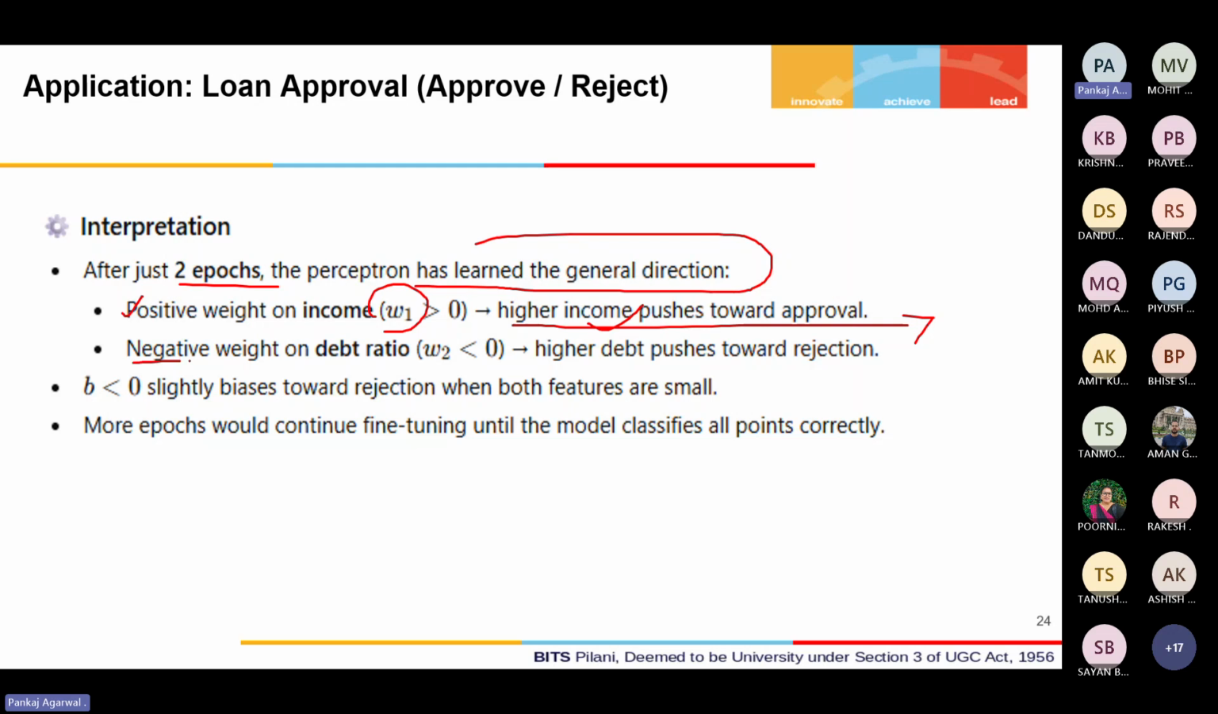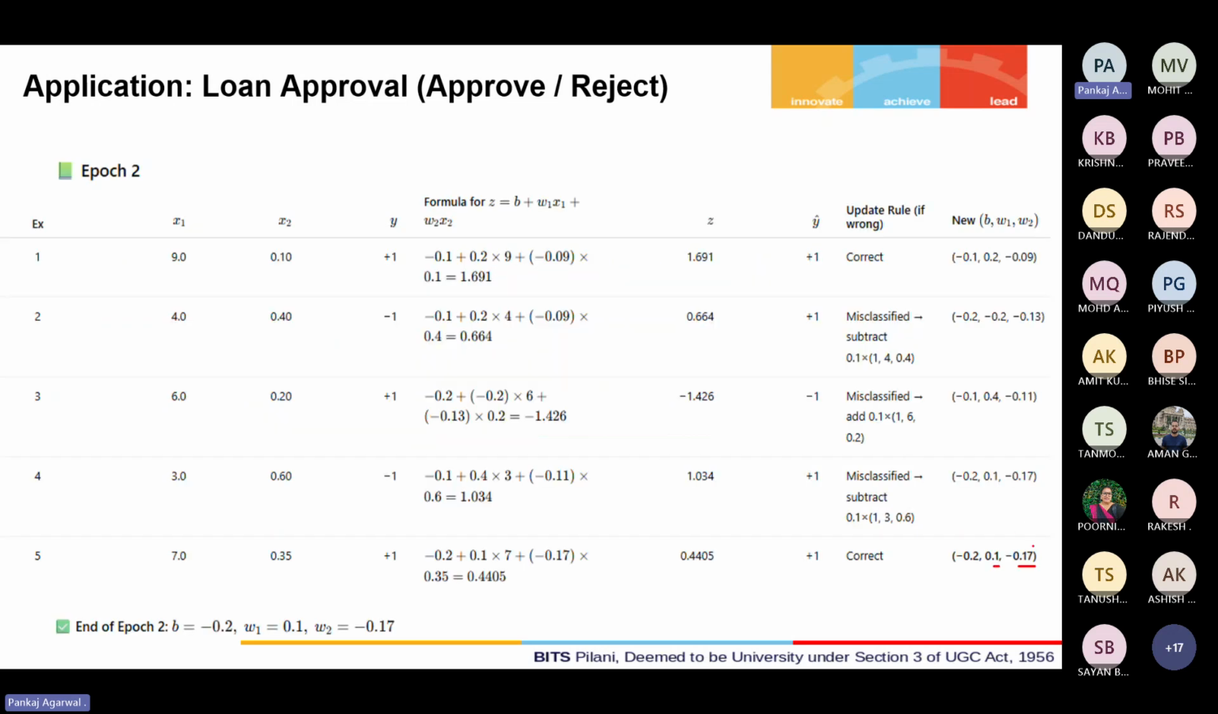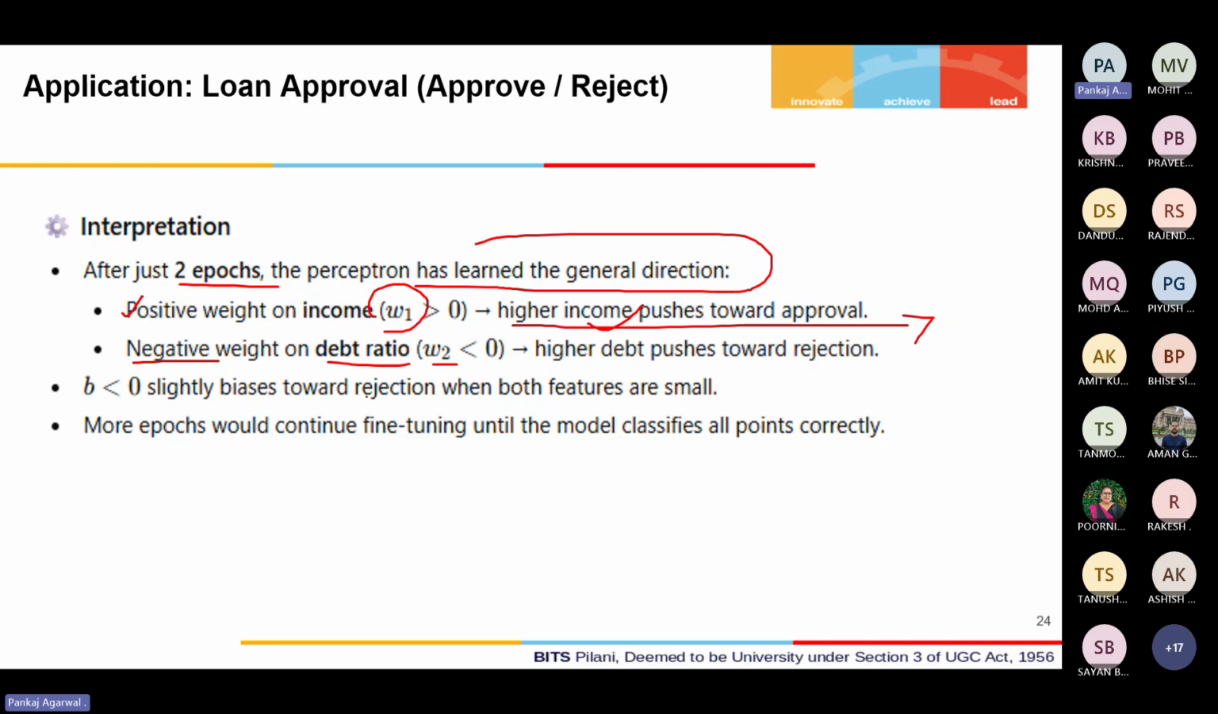On the other hand, I'm getting a negative weight on debt ratio, that is W2, which is less than 0. As you can see here, this W2 is less than 0, right? So again, it gives you an indication that higher debt pushes towards rejection. Although we haven't reached convergence, these weights start giving you the indication. And B here is less than zero, slightly biased towards rejection, and both features are small. So these kinds of thought processes can be brought up, right?